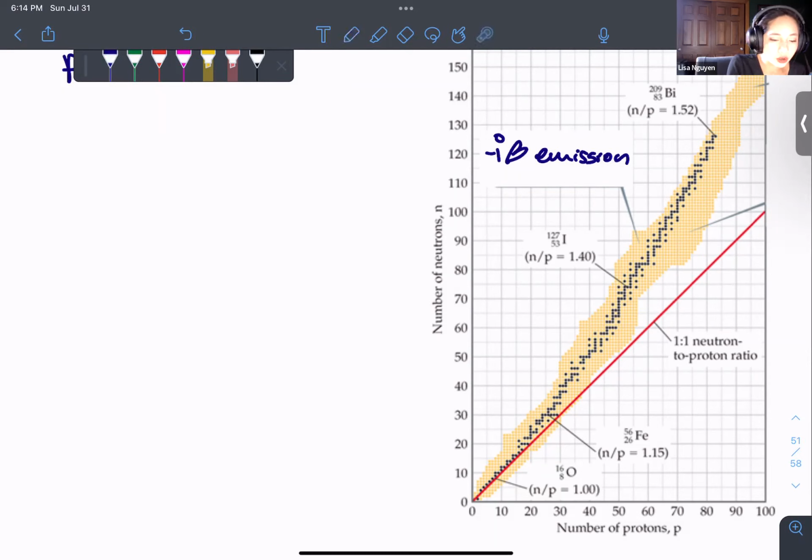When we're below the belt of stability, oftentimes we will undergo positron emission or electron capture. You get the same result. So you get positron emission, and doing that, you convert a proton to a neutron. And so in doing that, you raise your neutron to proton ratio. So understand that positron emission is 0 and +1, and that is being emitted.